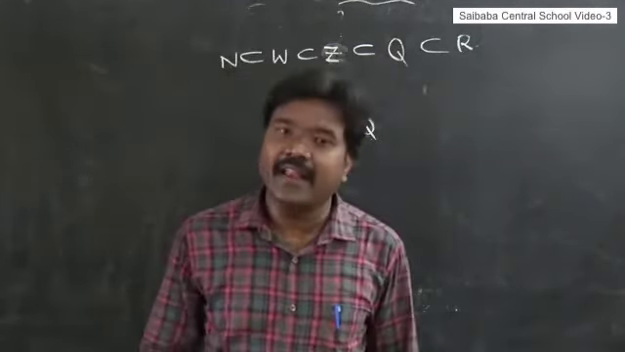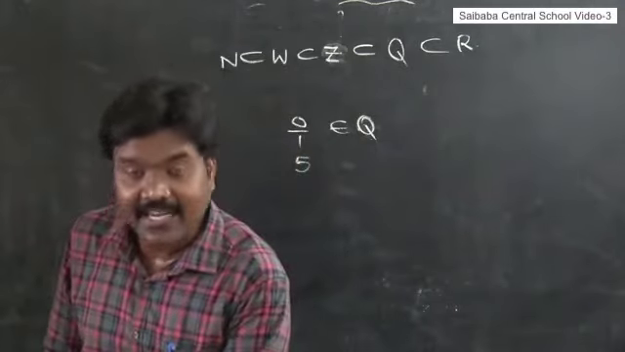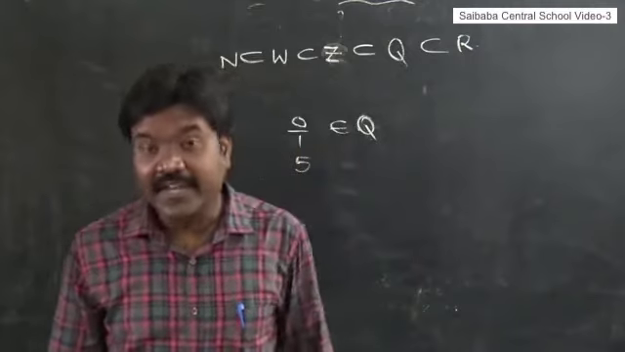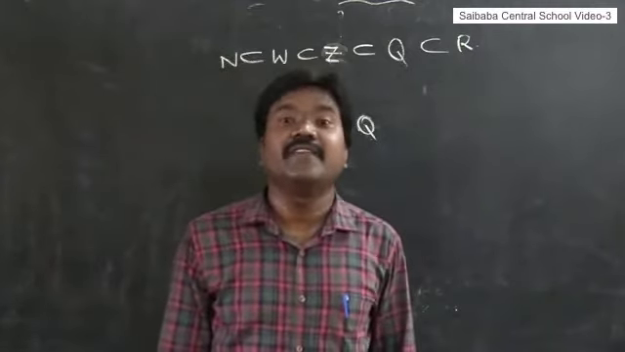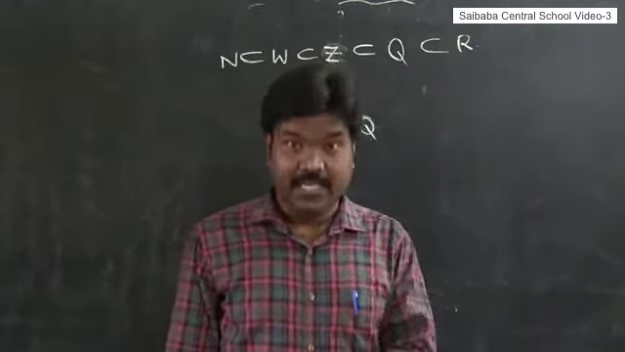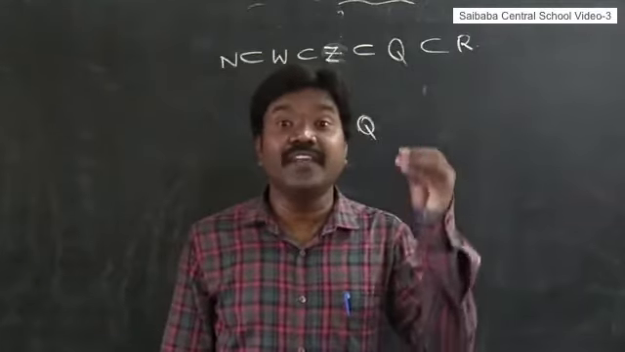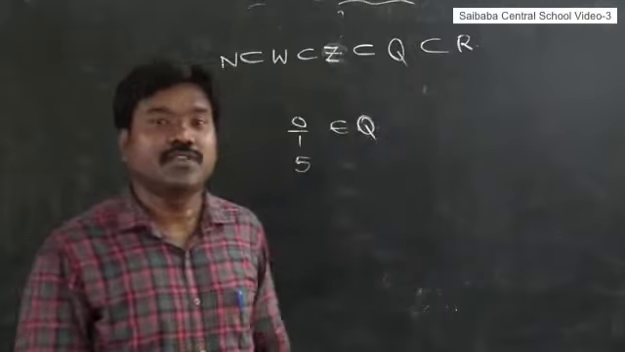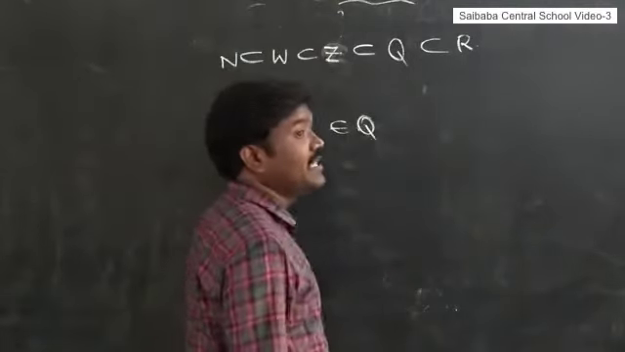That's it. Okay, now I have some questions from the textbook. Every integer is a rational number. Give your comment. We just discussed it. One more point. Every rational number is an integer. Is every rational number an integer or not? That is the question.